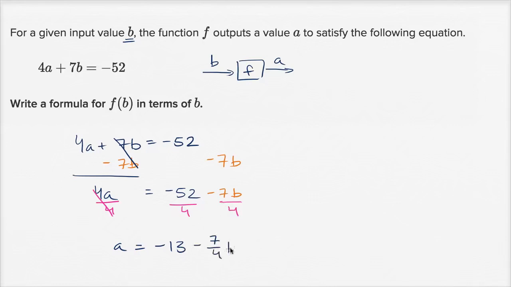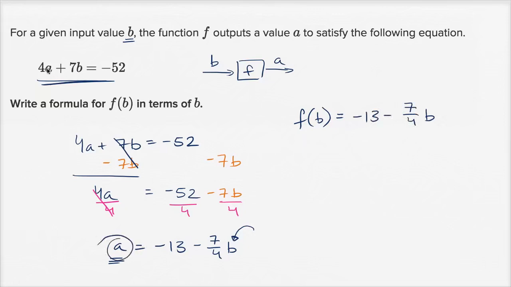Given a b, I can put that value here, and then calculate what the corresponding a needs to be in order to satisfy this relationship. So if I want a formula for f of b in terms of b, you give me a b, and the output of our function, f of b, is going to be negative 13 minus 7/4 b, because the output of our function needs to be an a that will satisfy this equation up here. So hopefully that helped.